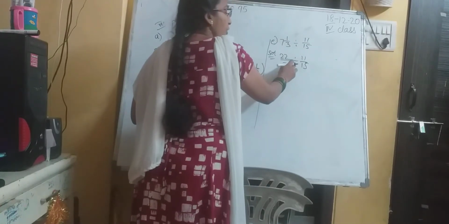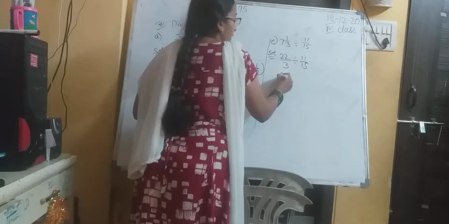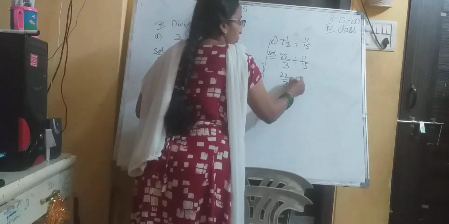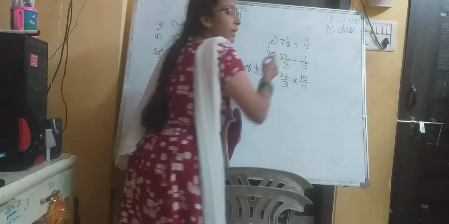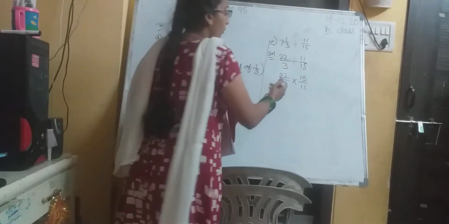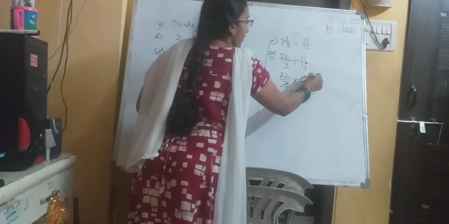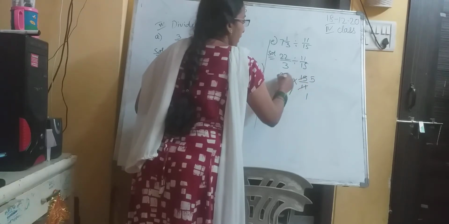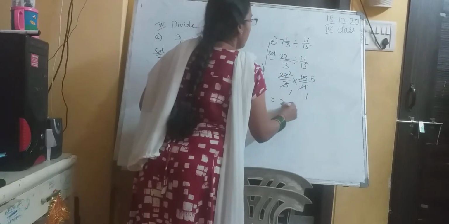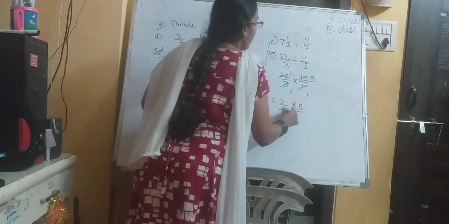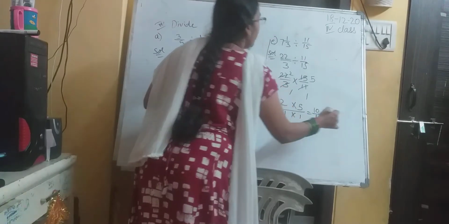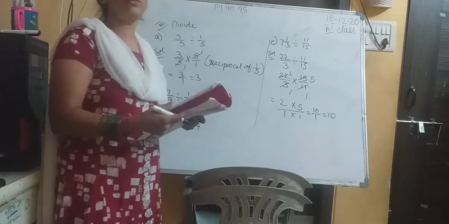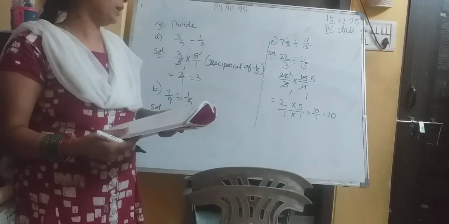Now what should you do? You have to remove the division sign. 22 by 3 into 15 by 11. Remove the division and write the fraction upside down. 3 1s are 3, 3 5s are 15, 11 1s are 11, 11 2s are 22. That is 2 into 5 by 1 into 1, 10 by 1, that is nothing but 10. When you have 1 in the denominator, you have no value. That is equal to 10.